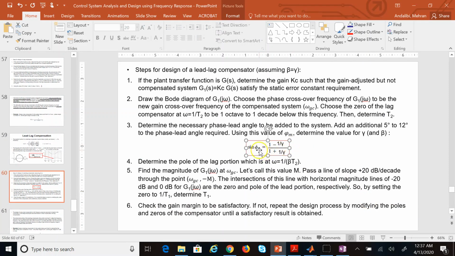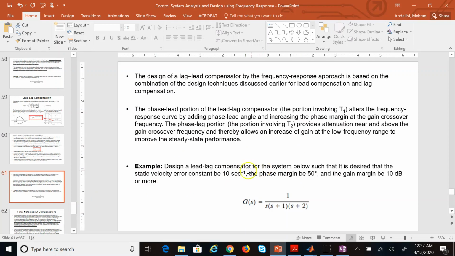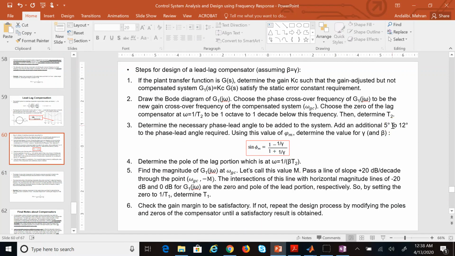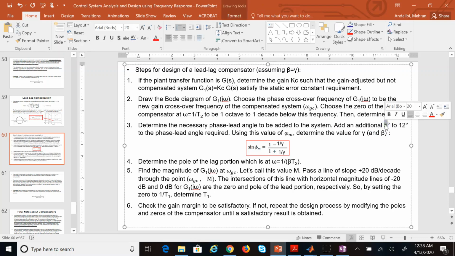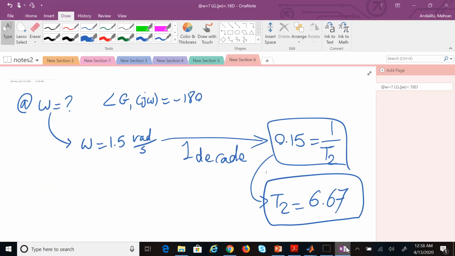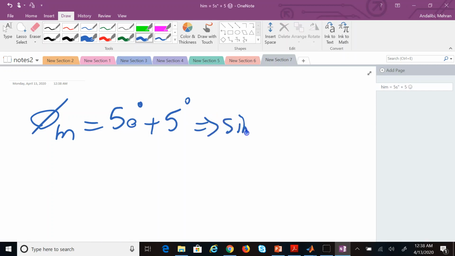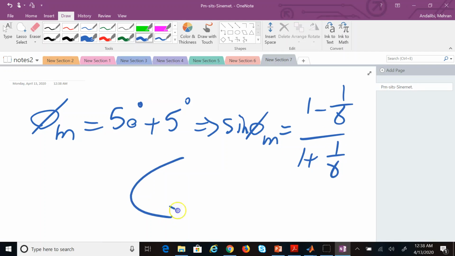So your textbook says phi m should be whatever you need for phase margin, which is 50 degrees, plus an additional 5 to 12 degrees to compensate for adverse effect. And here, your textbook went with 5 degrees. Again, you can choose to be different, but your textbook says I want the 50 degrees required plus 5 degrees additional, and the sine of this angle is equal to 1 minus 1 over gamma divided by 1 plus 1 over gamma. And from here, your textbook found gamma, which is the same as beta, to be 10.